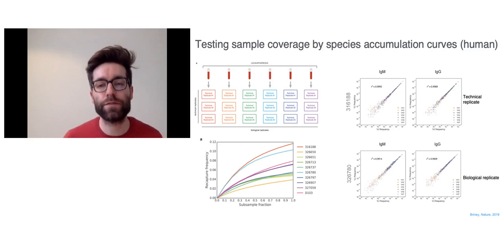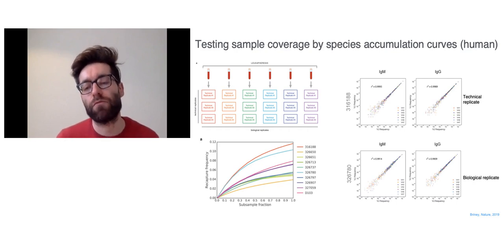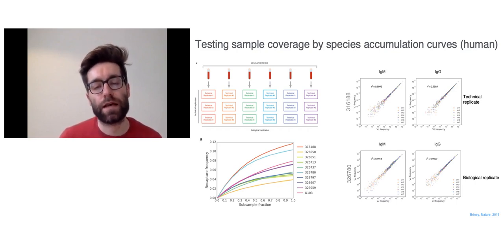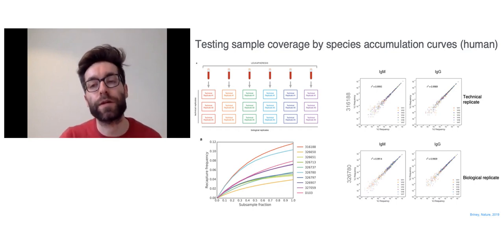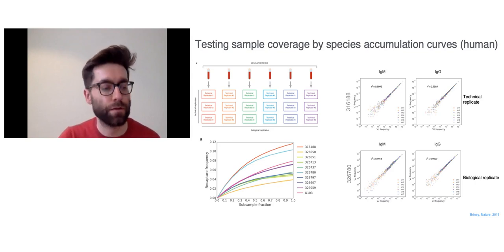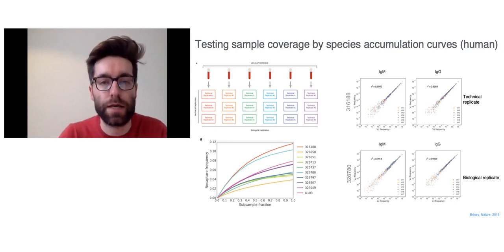What is very easy to get, as you see on the right, is a high correlation between the replicates of the V gene frequency. So that's very easy to get. What is very hard to get is high clonal overlap between the replicates. That would look probably much worse if one would look at these data, which is not a reproach for this data, it's just how sequencing works.